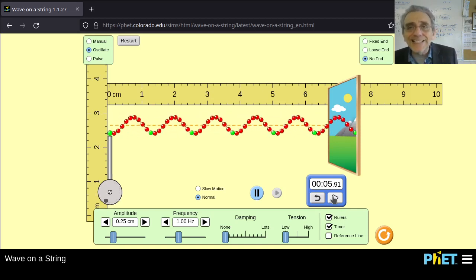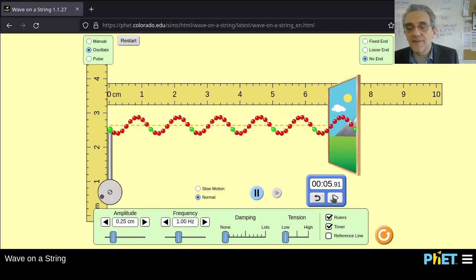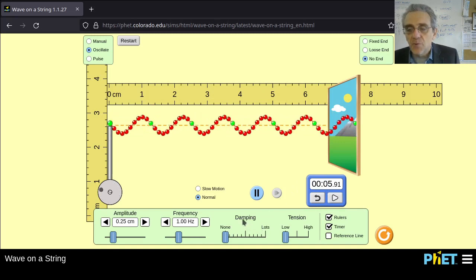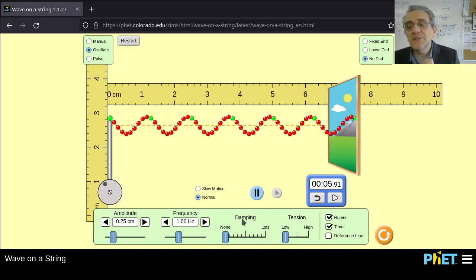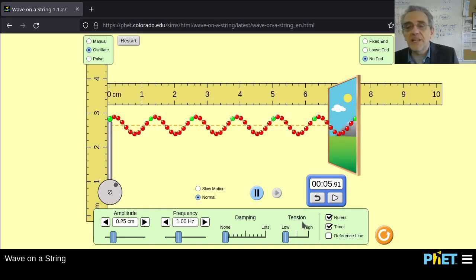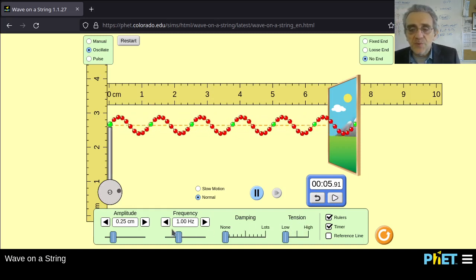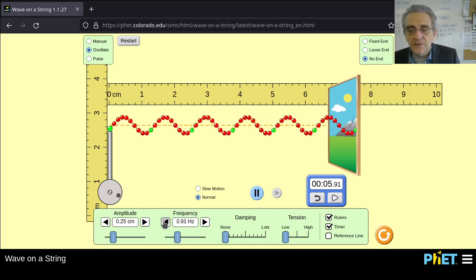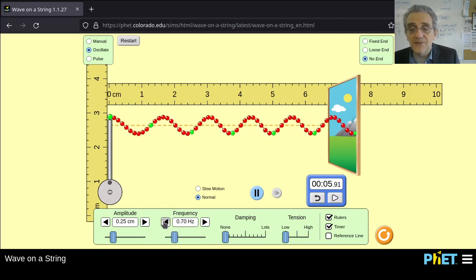What does affect the velocity of the wave? Well, now we're not going to touch damping. The only other thing we can play with here is tension. Now that's the tension in the string. Let's reduce the frequency back down to 0.5, which is easier to count.